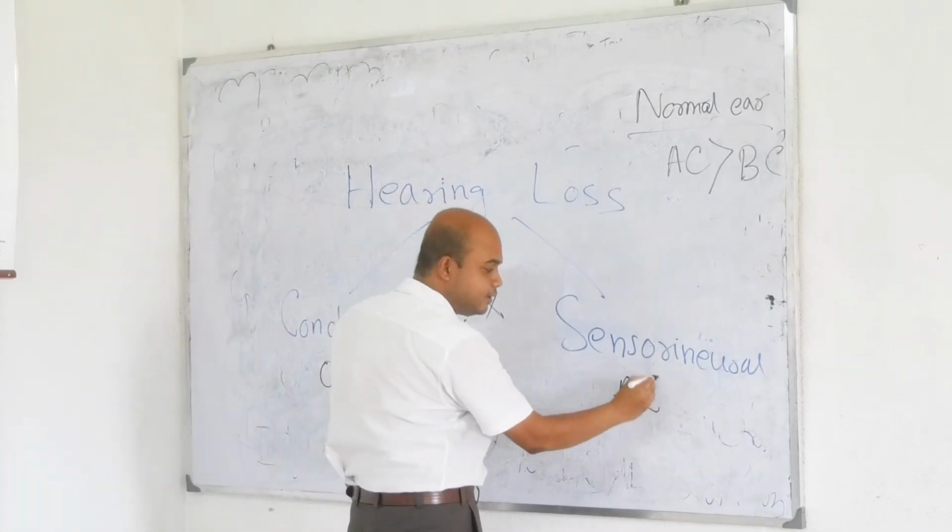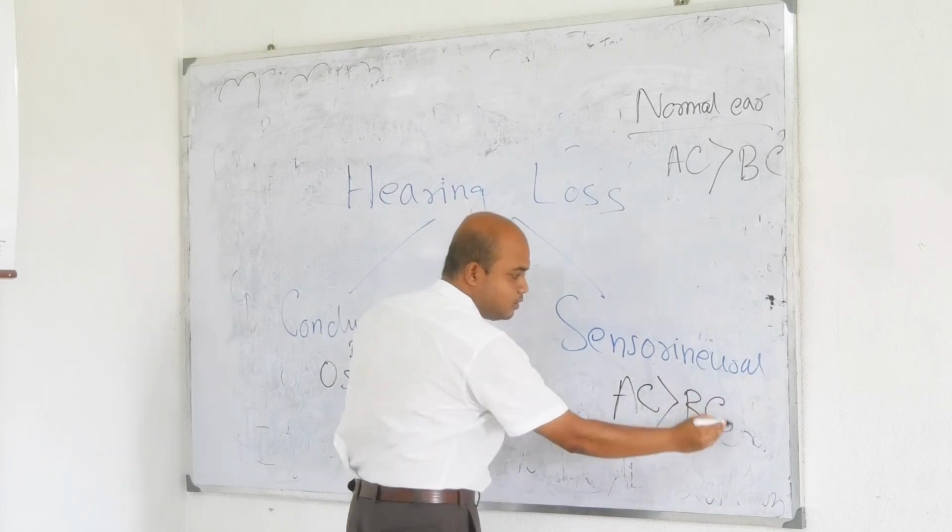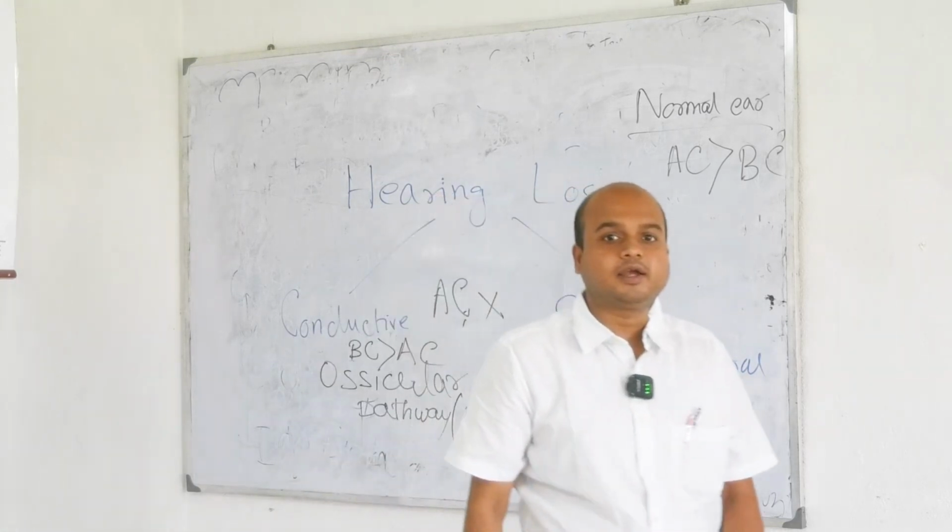It should be AC greater than BC. But what will decrease? It is duration. Now it was 50 and 30. Now say it is becoming 35 and 25. What was 50 becomes 35. What was 35 now becomes 25.